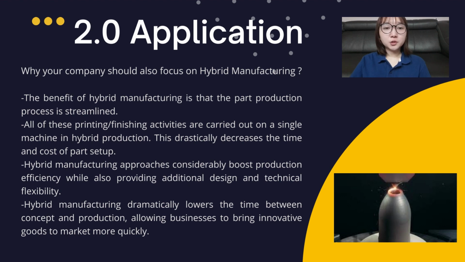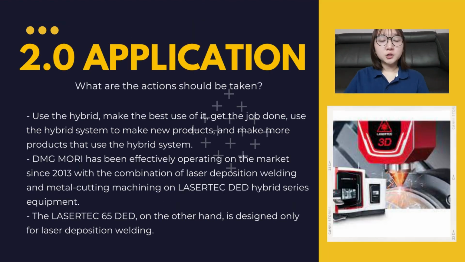Hybrid manufacturing considerably boosts production efficiency while also providing additional design and technical flexibility. It dramatically lowers the time between concept and production, allowing businesses to bring innovative goods to market more quickly. What actions should be taken? The action that should be taken is to use the hybrid, make the best use of it, get the job done, use the hybrid system to make new products, and make more products that use the hybrid system.